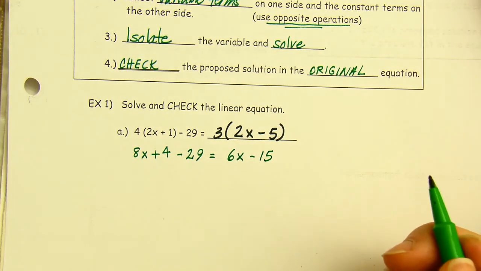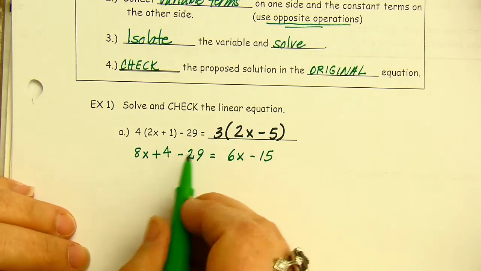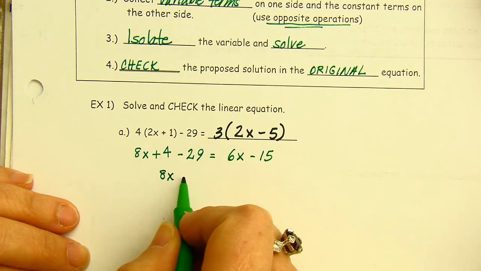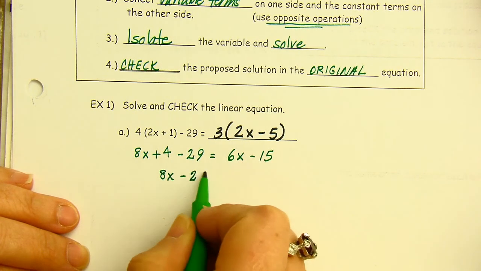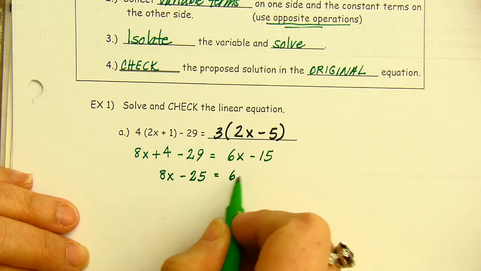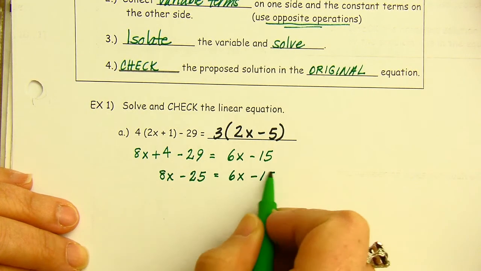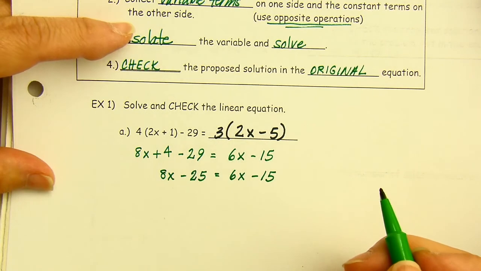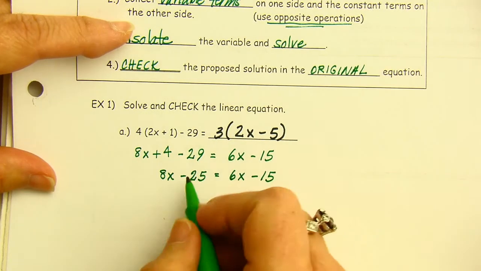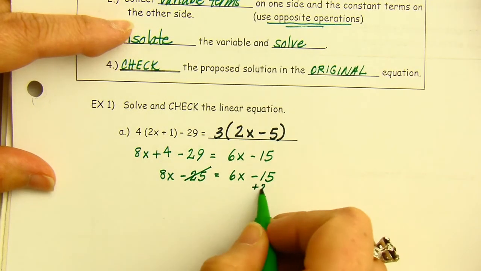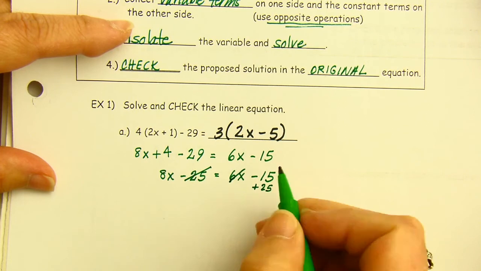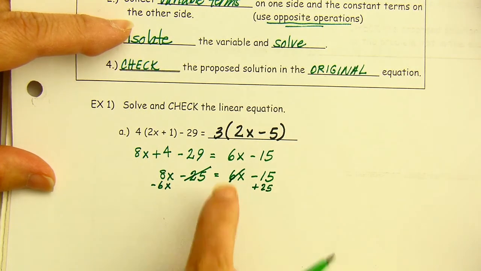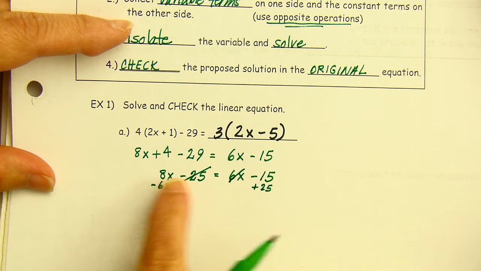Combine like terms on the same side. I've got constants here. So this gives me 8x subtract 25 equals 6x subtract 15. Combine our constant terms. So I'm going to take 25 over here by addition, and I'm going to take 6x over here by subtraction. Okay, those are opposite operations. The opposite of positive is negative. The opposite of negative is positive.